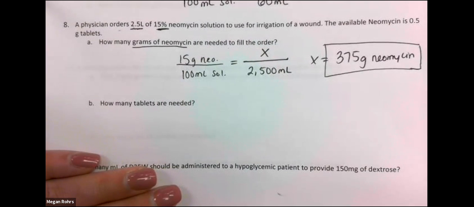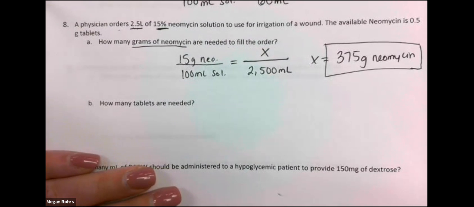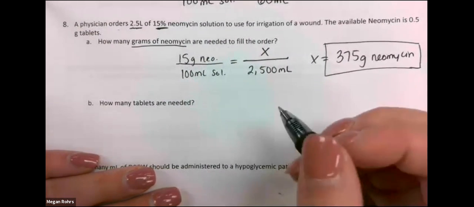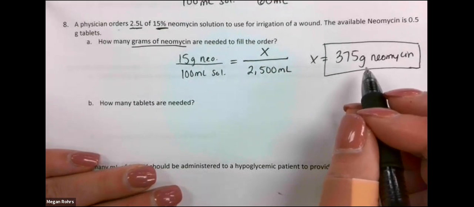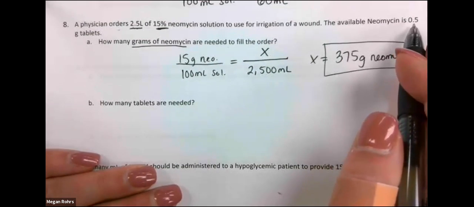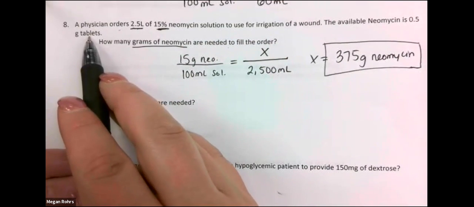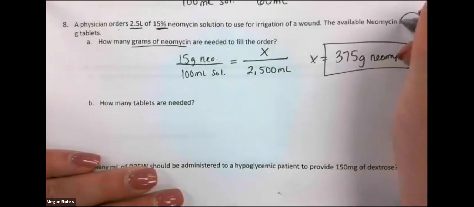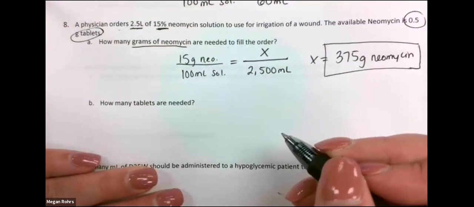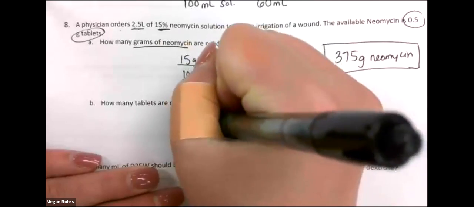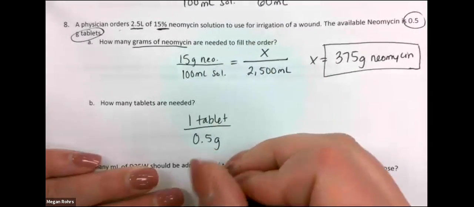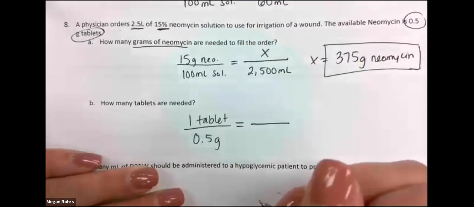So now the available neomycin is 0.5 gram tablets. How many tablets would we need to fill this order? Well, we need 375 grams, and each tablet is only 0.5 of a gram. So if we want, we can use ratio and proportion. Start with what we know. We have 0.5 grams in each tablet. So one tablet is 0.5 grams. Set that equal to what we're looking for.